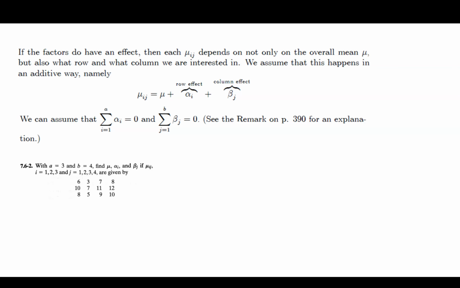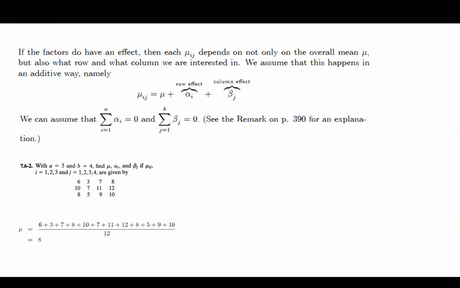Let's say we have 3 row factors and 4 column factors. This one asks you to find the overall mean, each row effect, and each column effect if the individual means of the cells are given by that table. All right. Well, the overall mean piece is pretty easy to find because if these really are adding up to 0, to find the overall mean, I just need to figure out the mean of all of the individual means.